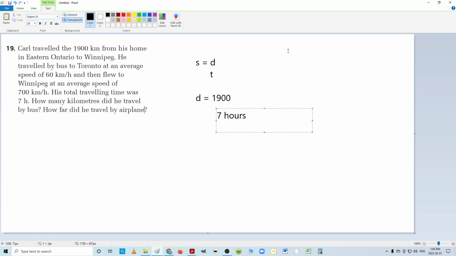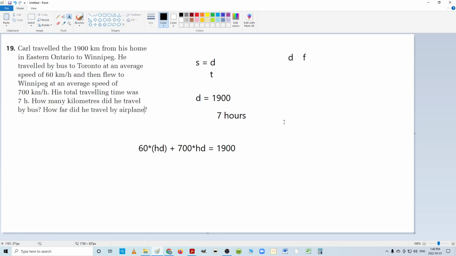But let's call his speed while driving D and his speed while flying, or time while flying, F. So if you look at velocity, which is kilometers over hour, and I multiply it by hours, we discover how many kilometers he's flown. So if he's driving at 60, plus 700 was his speed, times hours flying, that will give him a total distance, and we happen to know his total distance is 1900.